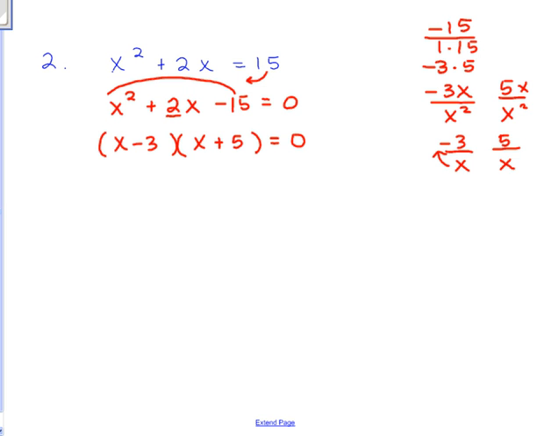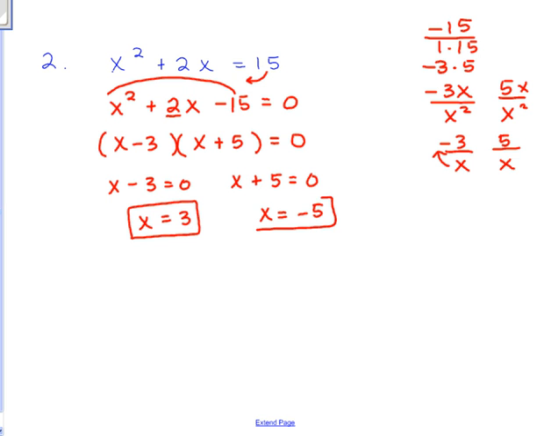Then, because I want to solve for x, I would take each binomial and set it equal to 0. So x minus 3 equals 0, x plus 5 equals 0. To solve for x in the first one, I would have to add 3. So 0 plus 3 would be 3. To solve for x here, subtract 5. So 0 minus 5 would be negative 5. So my two solutions would be 3 and negative 5.